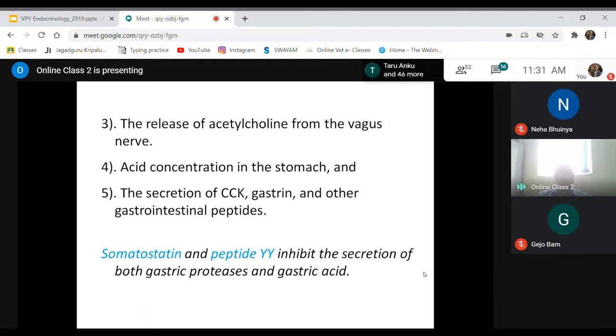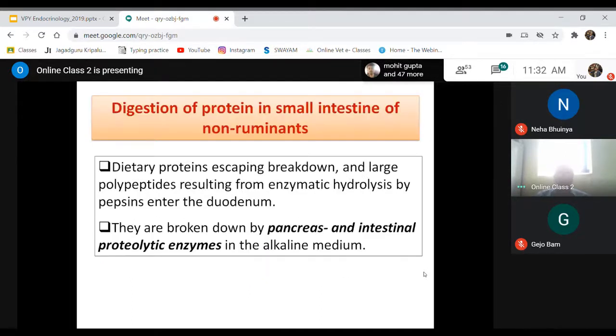Then fifth one is secretion of cholecystokinin, gastrin, and other gastrointestinal peptides. So this will be stimulatory for the secretion of gastric proteolytic enzymes. But the somatostatin and peptide YY, these two are secreted by the epithelium. So these two will be inhibitory for the secretion of gastric proteolytic enzymes as well as gastric hydrochloric acid or gastric acid. And how proteins are digested in the small intestine?